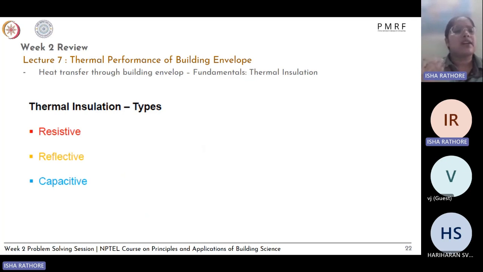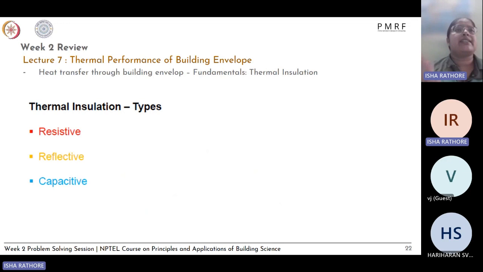So all the envelopes do all these three types of responses. The only thing is that one or two of these responses will be more pronounced compared to the other two. So for resistive, we have something like an insulation or a thermocol board, or XPS, extruded polystyrene board. So those are resistive types of thermal insulation.